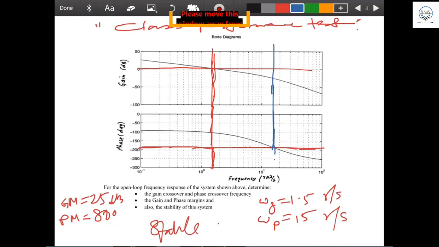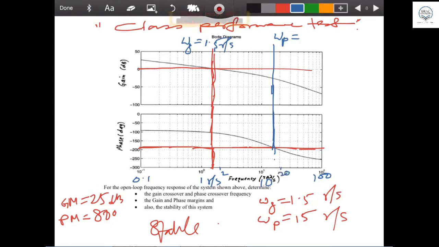Then his omega P is this one, which he said is 10 to the power 0, meaning 1 radian per second. Remember, this is 0.1, this is 10, this is 100. This is the way radian per second is. So this is 1.5, he said. This is 2. So 1.5 or 1.6, whatever, it makes sense. 1.5 is omega G, he said. And omega P, he said 15, 10, and this is 10. This is what?